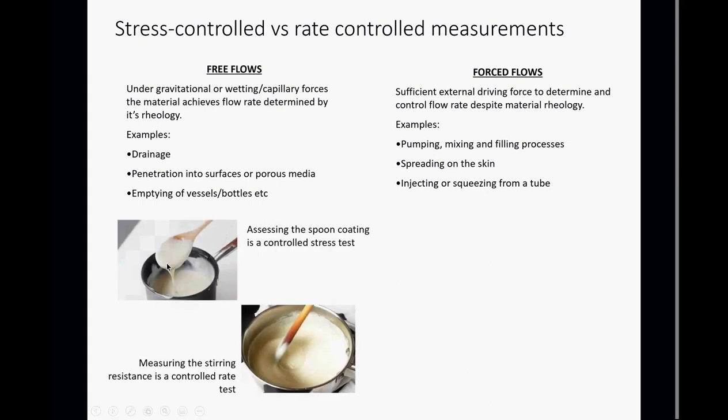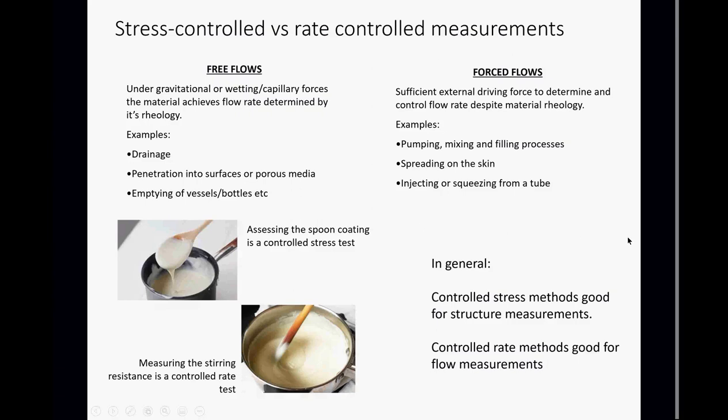Imagine you're making, say, a bechamel sauce. Then there's two ways of assessing the viscosity of that. You can look at how well the product clings to the spoon. So here we're getting gravity to apply a stress to it, and we're measuring the shear rate. We're assessing the flow rate here. This is a controlled stress process. Alternatively, we can stir the sauce at a certain rate, and we're measuring the resistance. So we're stirring at a certain shear rate, you can think of that, and the shear stress is what's being measured there, really.